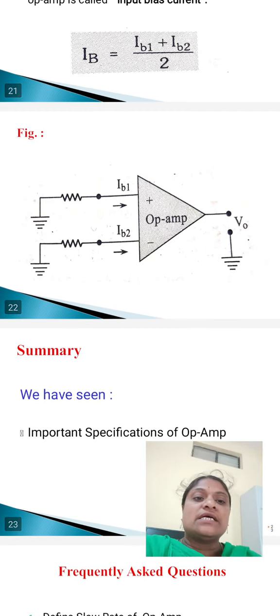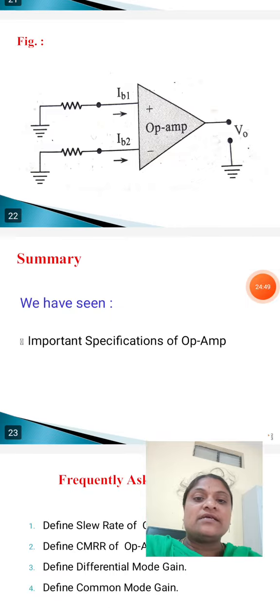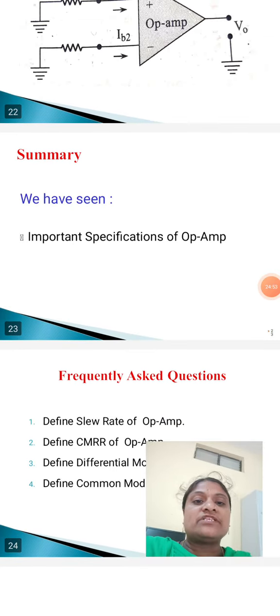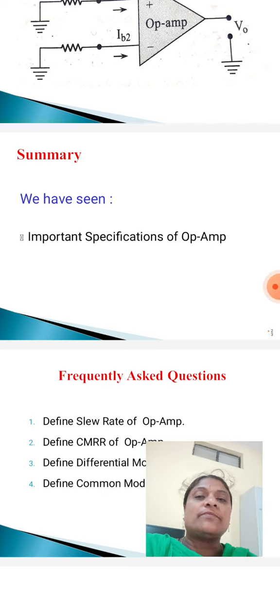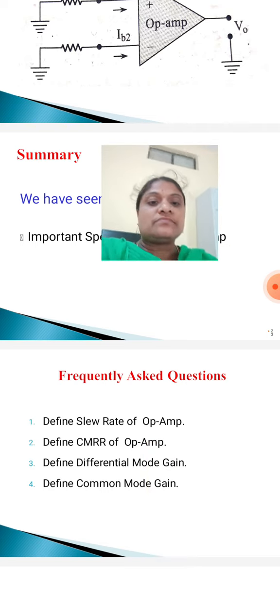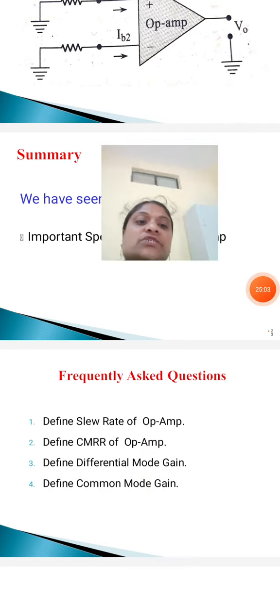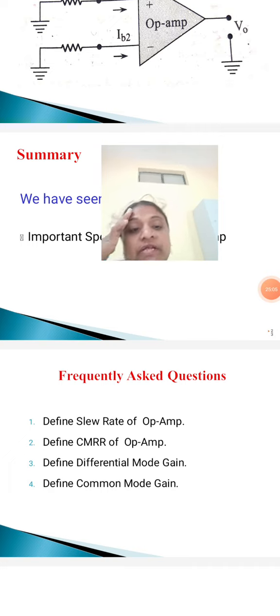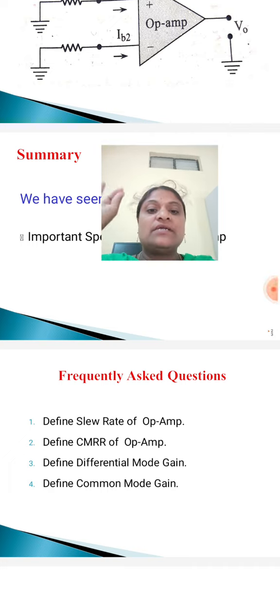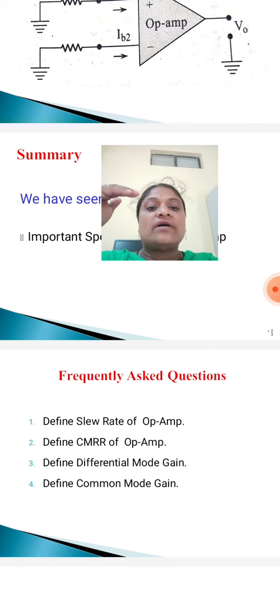And next, the summary of this presentation: we have seen the important specifications of op amp IC741. Okay, and next, frequently asked questions may be asked. The first question is: define slew rate of op amp.